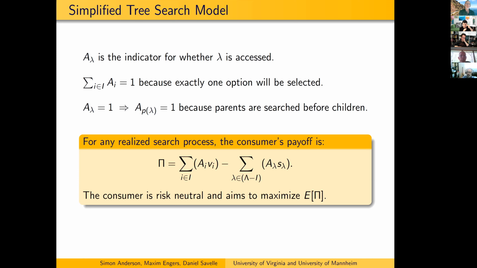Because you have to search the parent to search the child, if the child node is accessed, so is the parent. So these are the conditions that are imposed. And the payoff is just going to be the sum over all of these values with the indicator. So basically the value you select minus the search costs you incur, if you play through what these indicators mean. The consumer is risk neutral and aims to maximize expected payoffs, given the information available to them at each point in the search process. Can you repeat or explain what search terminates means?